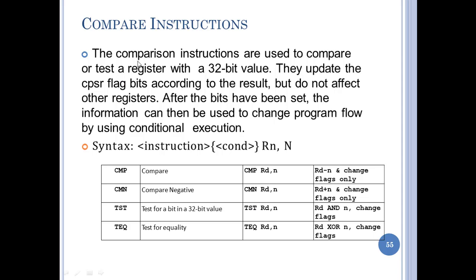Compare instructions are used to compare or test a register with a 32-bit value. See here, one of the operands is a source operand and the other operand N should be a value, a 32-bit value, to test a register against. One of the operands should be an immediate operand. So they update the CPSR flag bits according to the result.